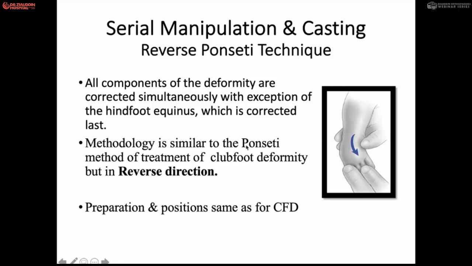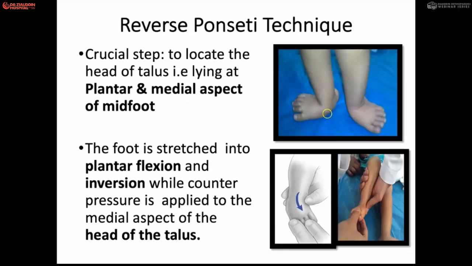The methodology is similar to the Ponseti method, and it is the reverse method. Position and preparation are the same as for the clubfoot deformity. And the crucial step is, in the clubfoot, we palpate the head of talus on the lateral side. Here we have to palpate and locate the head of talus on the medial side, because all the manipulation concentrates on the position of the talus, and we have to stabilize this talus and reduce the forefoot and the midfoot over the talus, and lastly when we do the Achilles correction, it gets reduced.